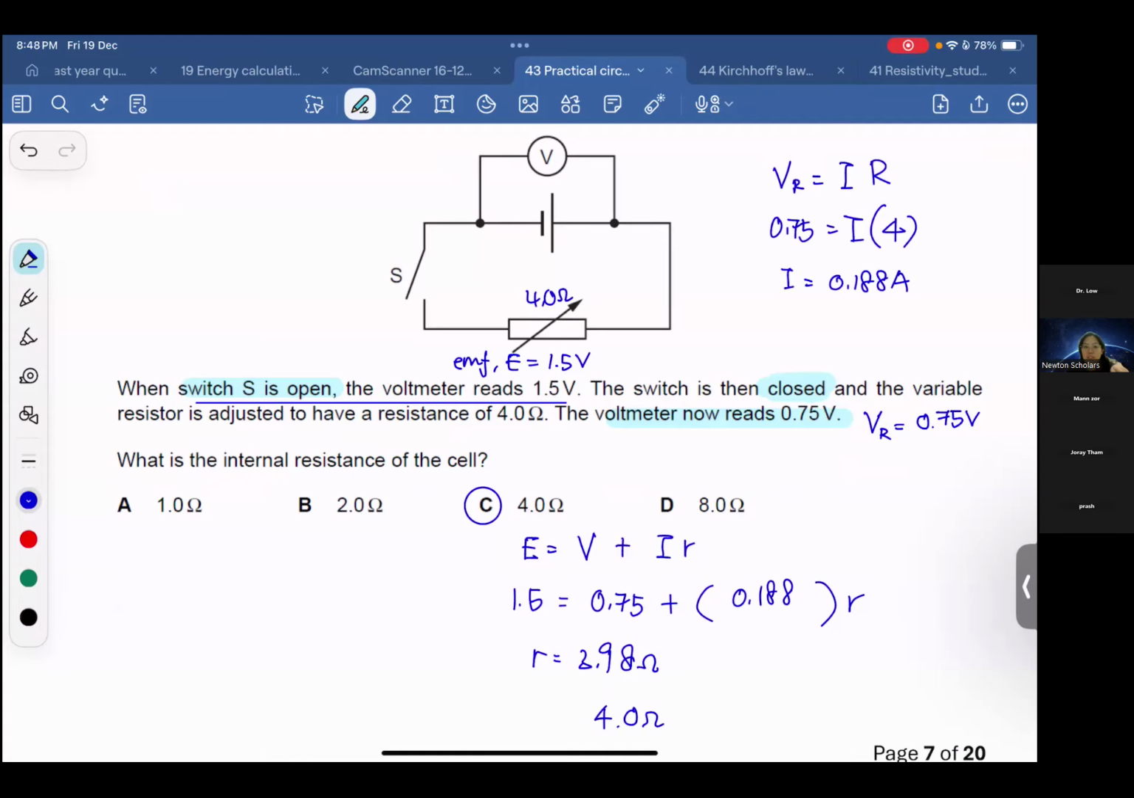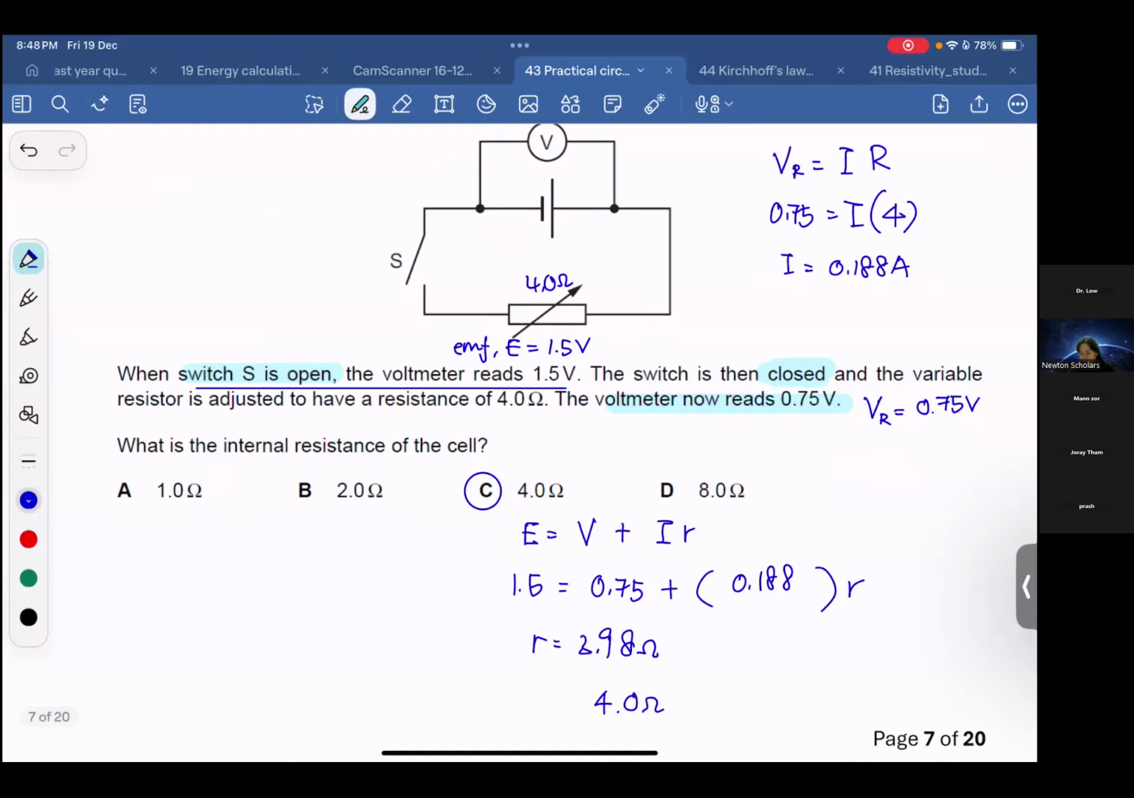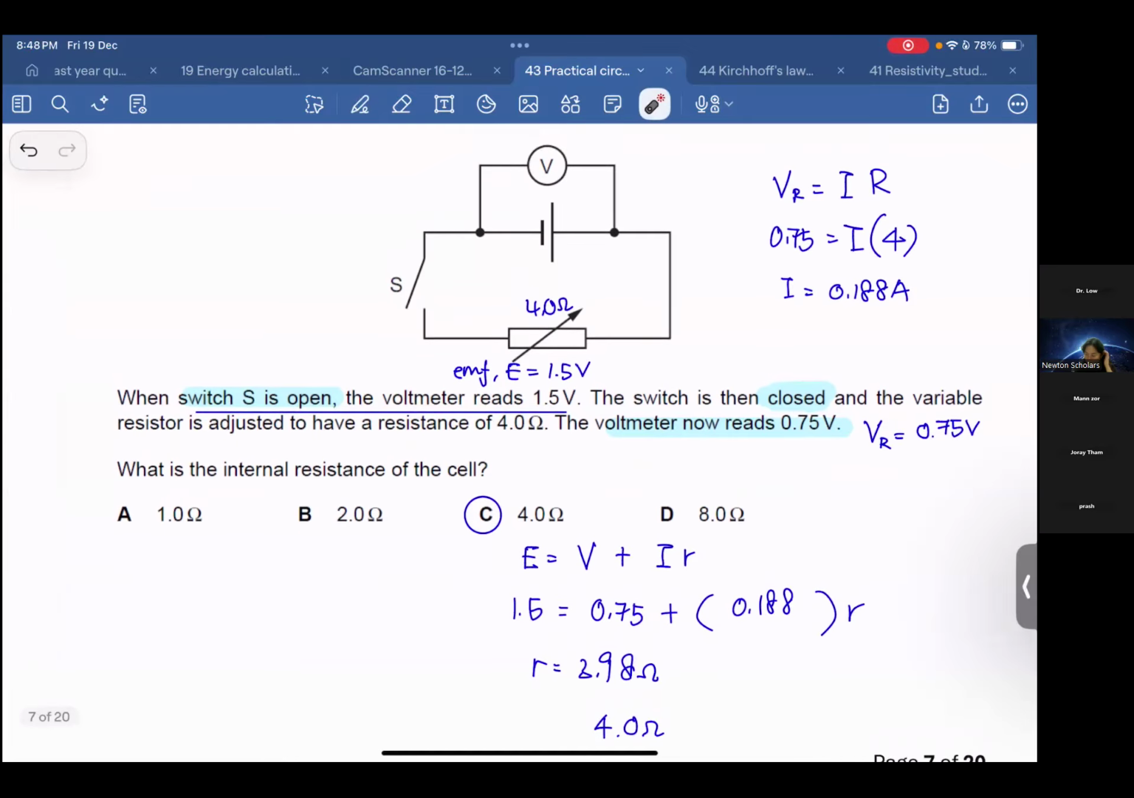Check which part you made a mistake. You used a wrong value. Which value did you substitute wrongly? You have to digest it. Okay, so should be fine, right? This one is the reading for the resistor, the voltage for the resistor. So the resistor is 4 ohm, so you can calculate the current.